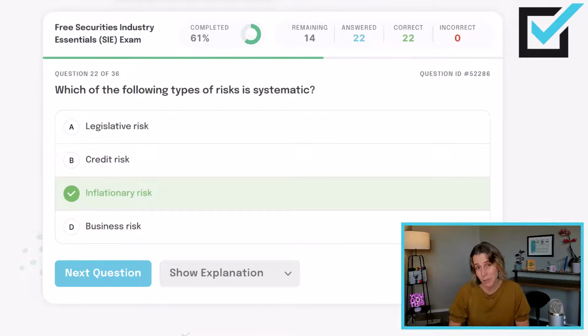Gas gets more expensive, cars get more expensive, houses get more expensive, everything gets more expensive. Inflation, can you avoid it? No.